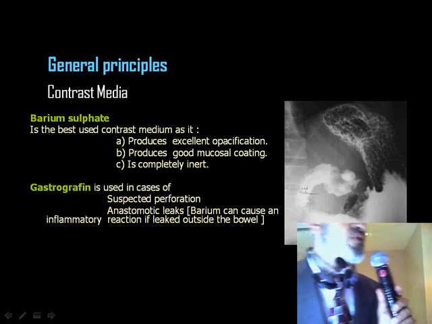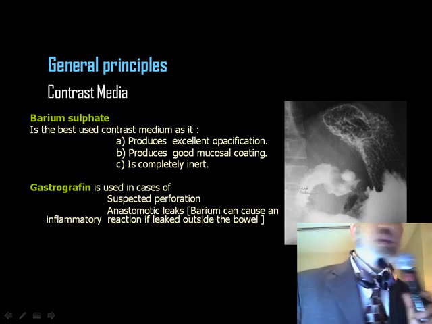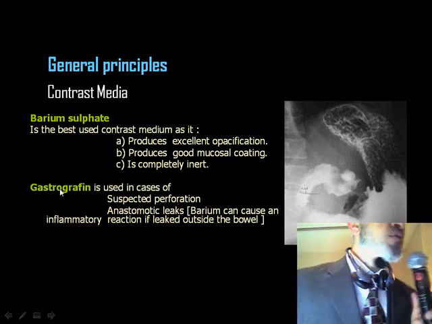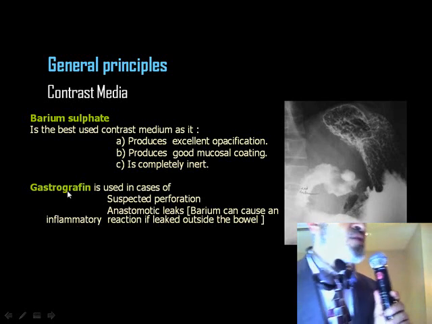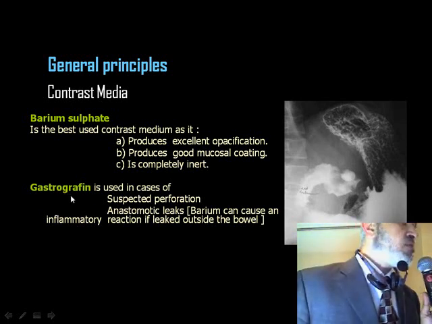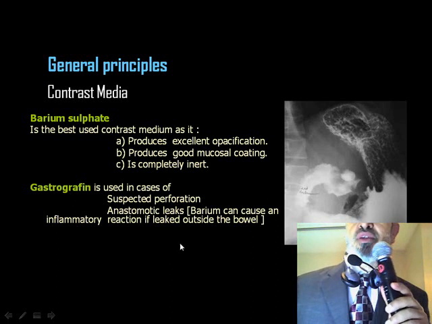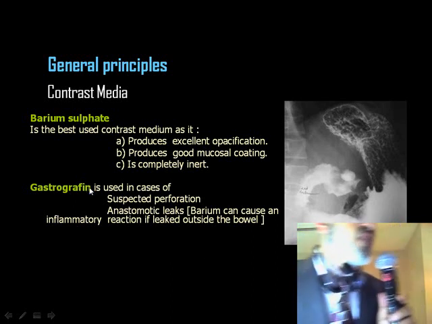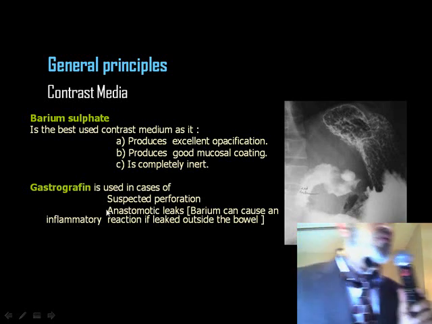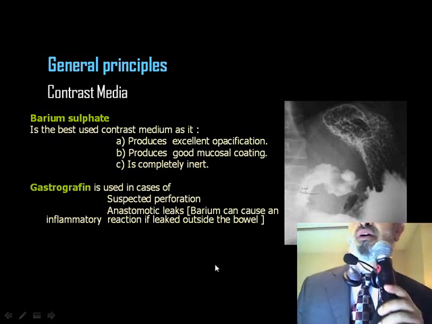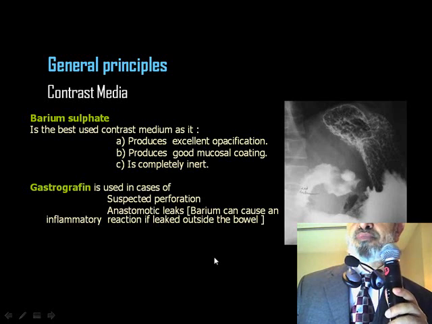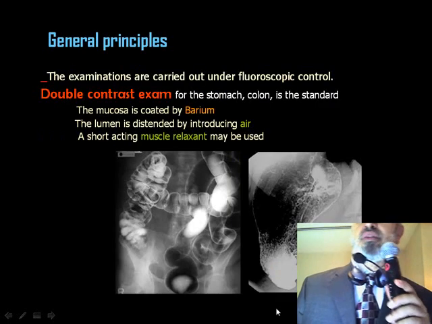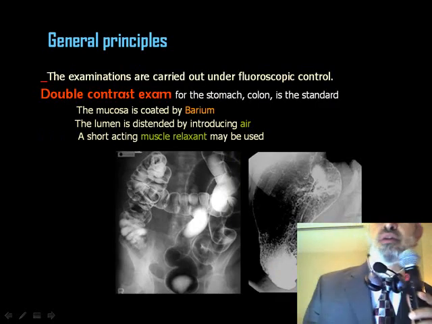Sometimes we cannot give the patient barium, and we give a water-soluble contrast material whenever we suspect perforation of the gut or leakage at an anastomotic site. The gastrografin, if it has leaked into the peritoneal cavity, will be absorbed rapidly from the site of the leak.